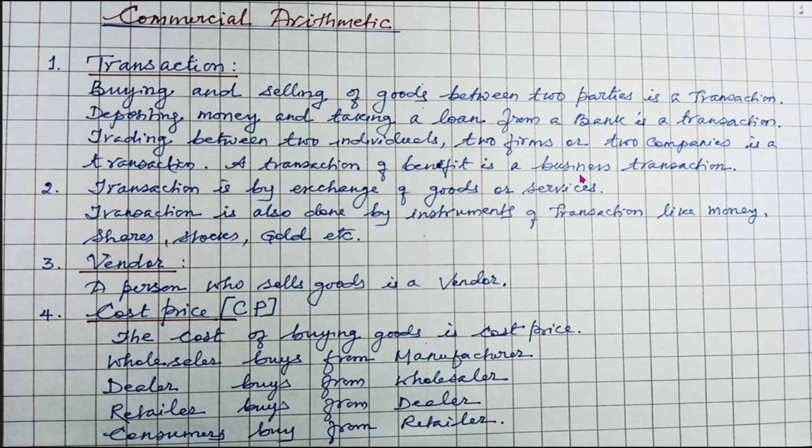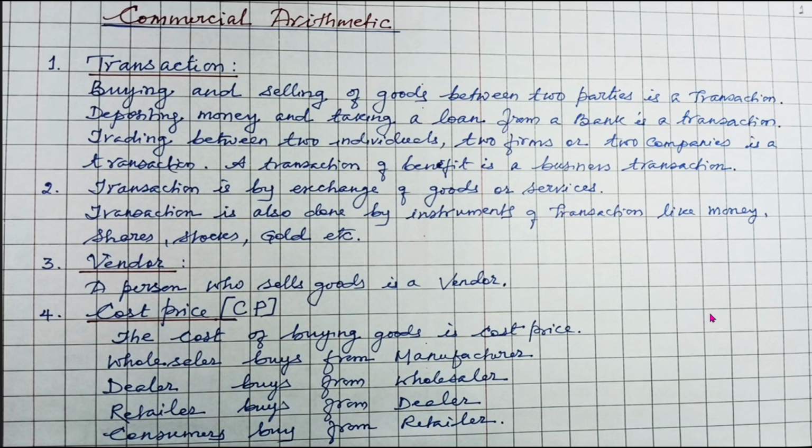Now, before we proceed with other terms in commercial arithmetic, let us learn what a transaction is first. Buying and selling of goods between two parties is a transaction. Depositing money and taking a loan from a bank is a transaction. Trading between two individuals, two firms or two companies is a transaction.